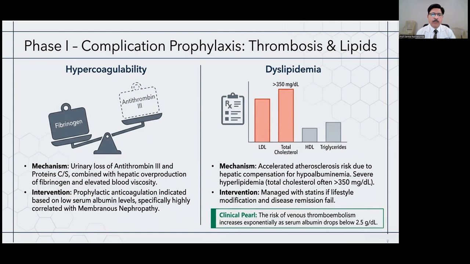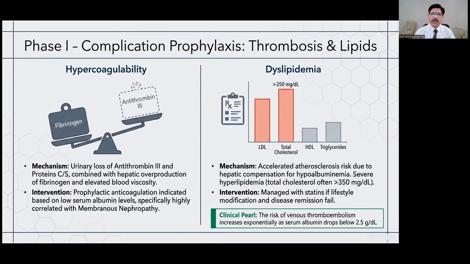How do I intervene? Prophylactic anticoagulation is indicated based on low serum albumin levels, specifically highly correlated with membranous nephropathy. That is the management of hypercoagulation. How about dyslipidemia? Should I do anything for the high cholesterol there? I know high cholesterol is an accelerated atherosclerotic risk due to hepatic compensation of the hypoalbuminemia. With severe hyperlipidemia, cholesterol more than 350 milligrams per day, intervention is managed with statin if lifestyle modification and disease remission fail.